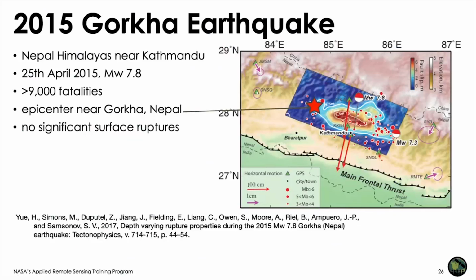This is one that we had excellent SAR data for. It was a magnitude 7.8. There were at least 9,000 fatalities in Nepal, and I think a few in parts of India nearby. There were no significant surface ruptures mapped. We can see that in both the SAR images and the field geologists went to check.